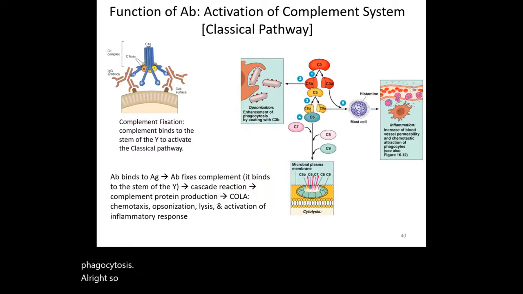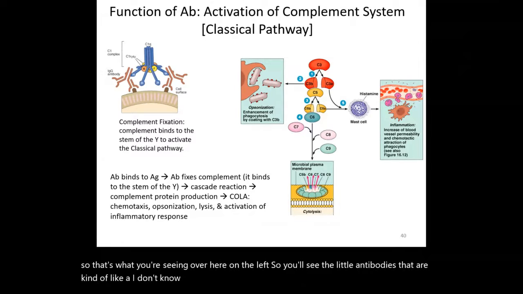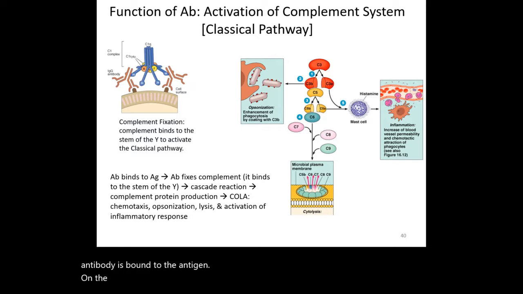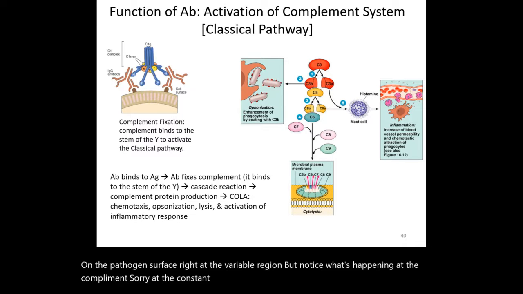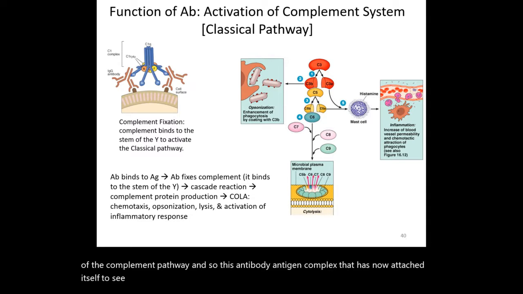All right, so we talked about the complement system in our non-specific immunity video series. And remember that the classical pathway was activated by antibody-antigen interaction. And so that's what you're seeing over here on the left. So you'll see the little antibodies that are kind of a brownish, maroonish weird color. So notice the antibody is bound to the antigen on the pathogen surface, right? That variable region. But notice what's happening at the constant region of that antibody. It has attached to C1, okay, which is part of the complement pathway. And so this antibody-antigen complex that has now attached itself to C1 will activate that classical pathway.